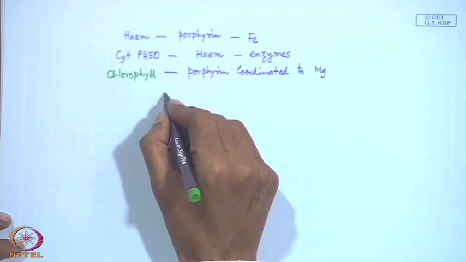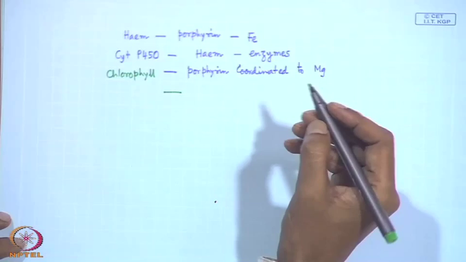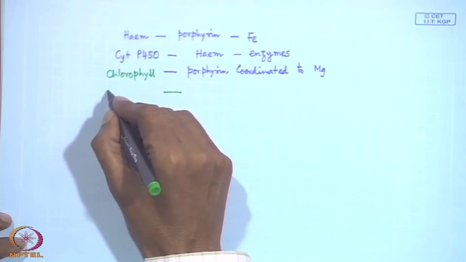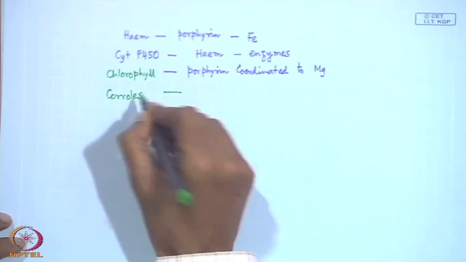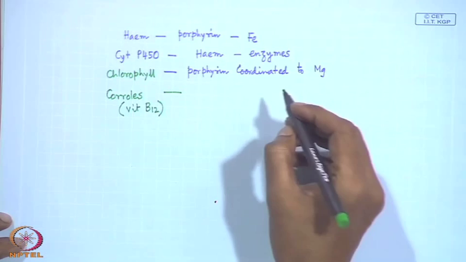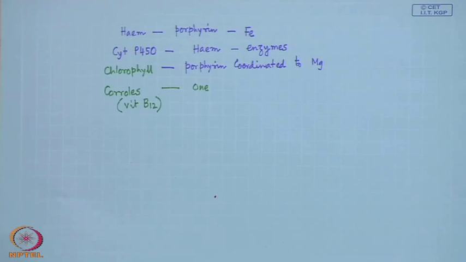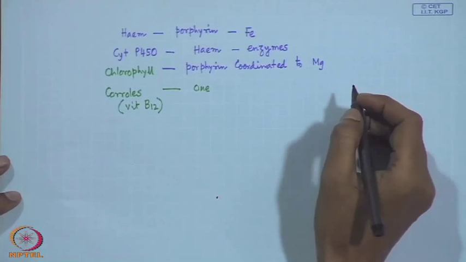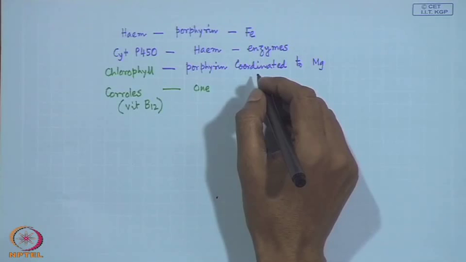Then for another type of macrocyclic ring, which is a one carbon shorter analog, known as corrin, in vitamin B12, so we'll have the corrin which is present in vitamin B12. So it has a one carbon shorter system.